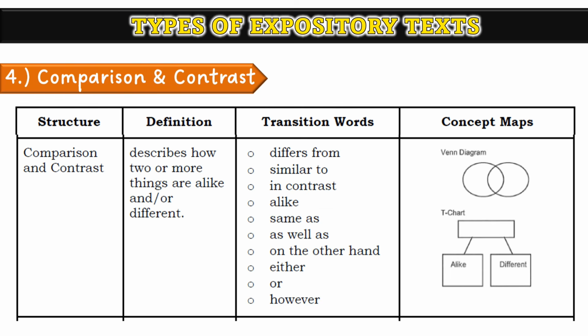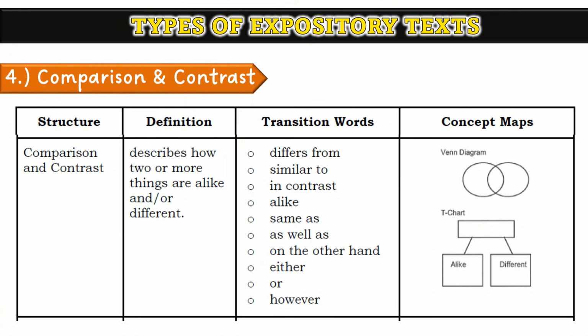Lastly is comparison and contrast. It describes how two or more things are alike and or different. These are the transition words we typically use for a comparison and contrast paragraph: differs from, similar to, in contrast, alike, same as, well as, on the other hand, either, or, however.